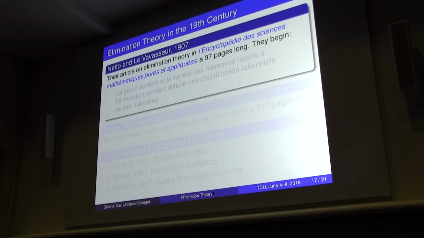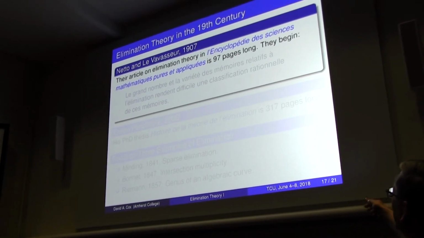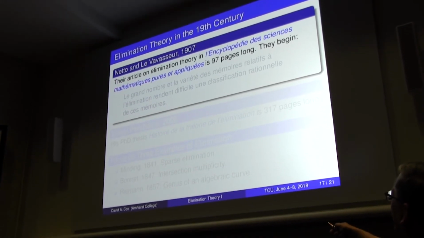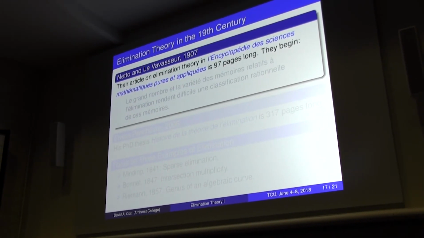I said that there was a lot of work done, and to give you a sense of just how much, it turns out that in 1907, Netto and Levasseur wrote an article in the Encyclopedia of Pure and Applied Math, and they had an article on elimination theory that was 97 pages long. And here's what happened in the 19th century.